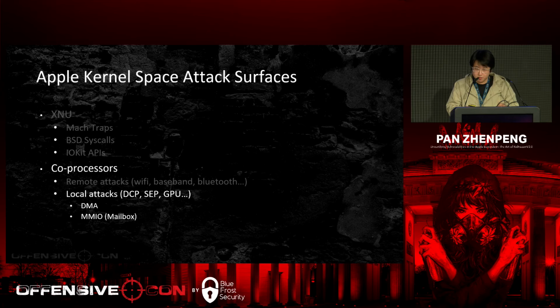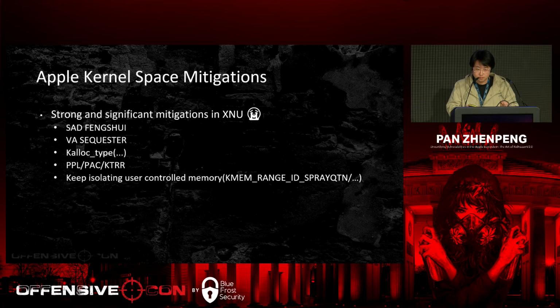And so my bug mainly exists on the DMA and memory mapped I/O part, that mailbox which is based on the memory mapped I/O. So if we compare the mitigations between these two parts, we will find that in XNU we got strong and significant mitigations, and I believe that this morning, why not already talk about that?